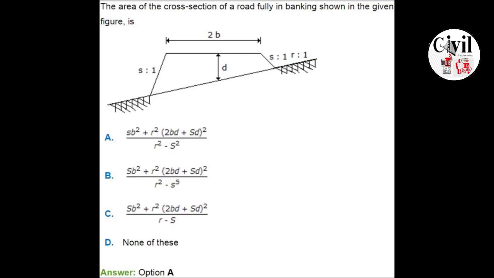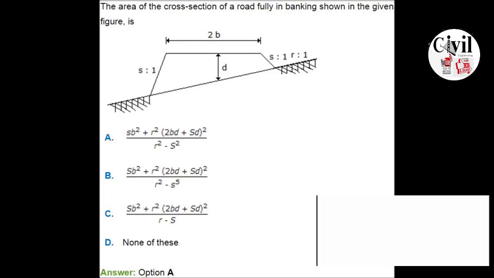This is the given cross section of a road, and the formula is asking for area. So first option, we are going to use (S B square plus R square) into 2BD plus SD into whole square divided by R square minus S square. So A is the correct answer.